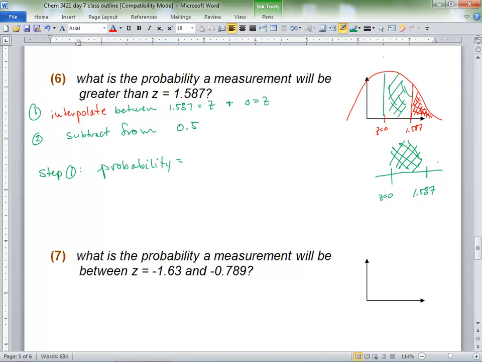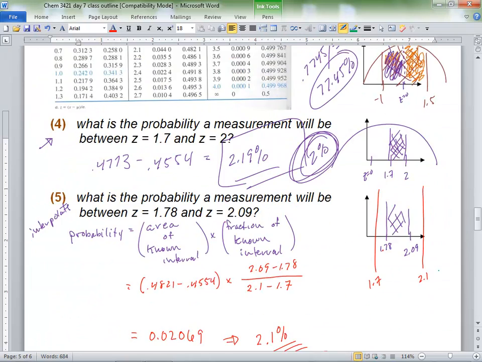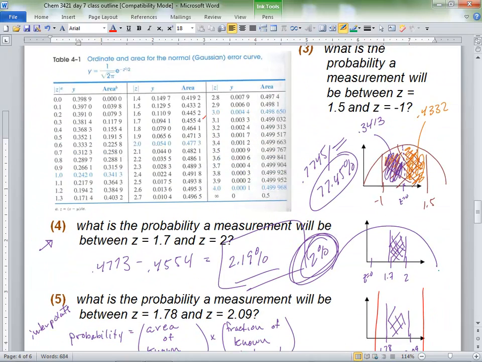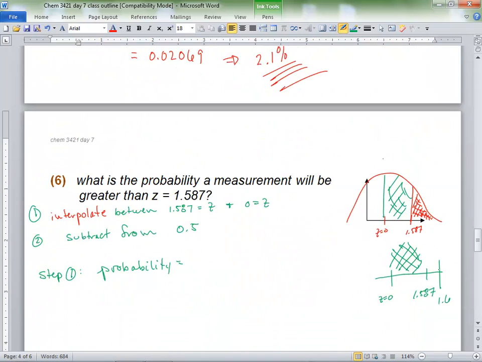So I have to go to z equals 1.6. I have to go to that. So I'm going to go to z equals 1.6. So the area of the known interval would just be between z equals 1.6 and z equals 0. Well, that's just going to be the area for z equals 1.6, which is 0.4452.